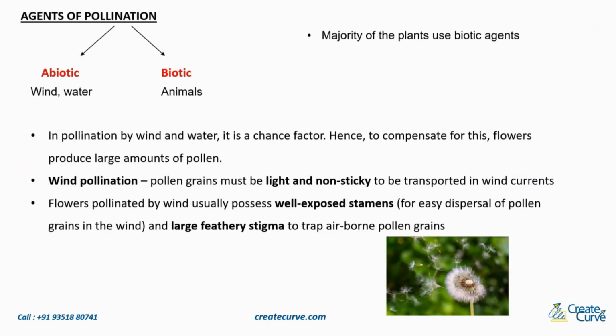Then we saw agents of pollination, wherein we have seen two agents, abiotic and biotic. Abiotic is non-living, biotic is living. Remember that the majority of the plants use biotic agents. Under abiotic, you have wind and water.